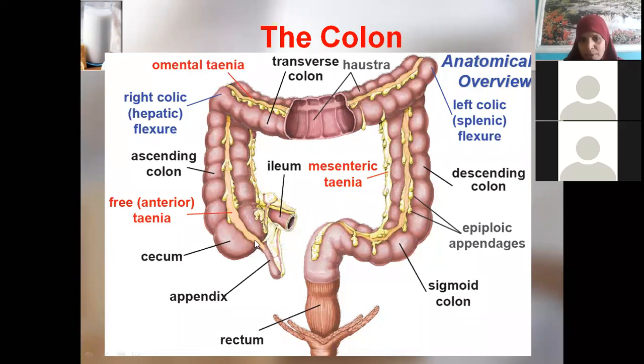In yesterday's class I told you the attached border of the mesentery is 15 centimeters long, running from L2 to the right sacroiliac joint. That means where I am scrolling my arrow is the point where we have the attachment of the mesentery.